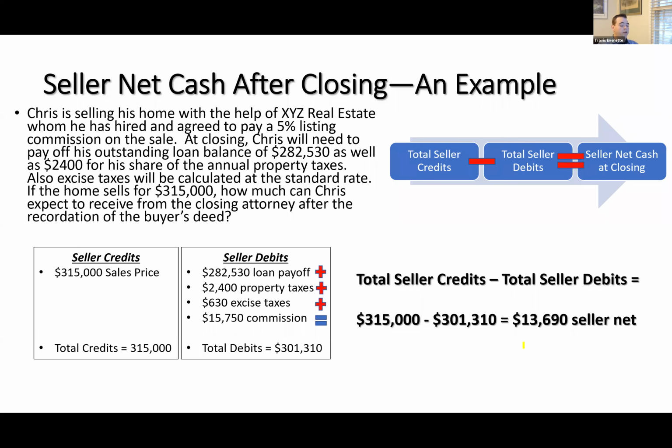I know my total credits are $315,000. I know my total debits are $301,310. And if I subtract those two numbers, which is what I've done over here, that tells me that Chris is only going to get a check for $13,690 when he closes that property. $13,690. That's it, folks. That's all he's going to see. That's pretty straightforward, I think.